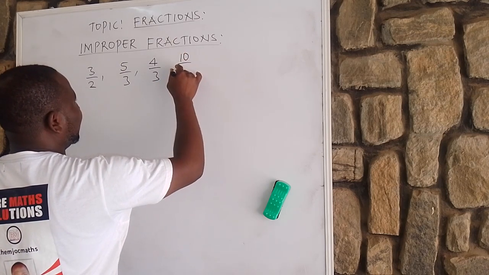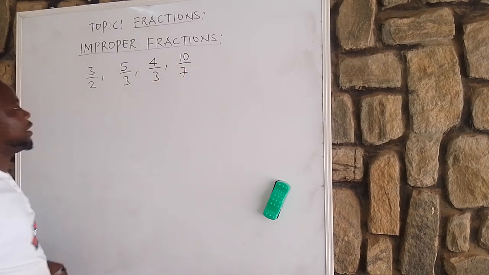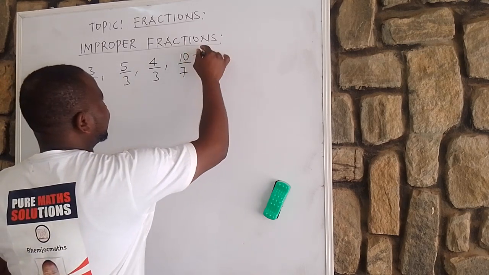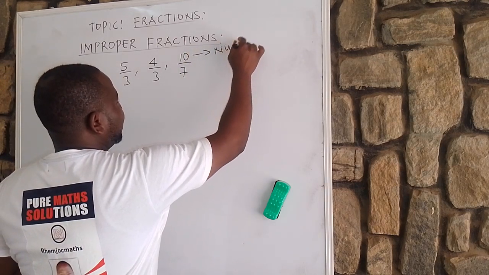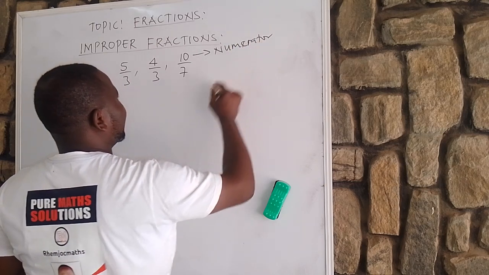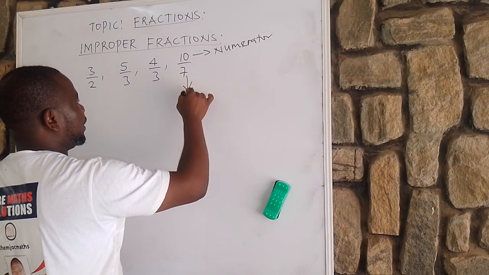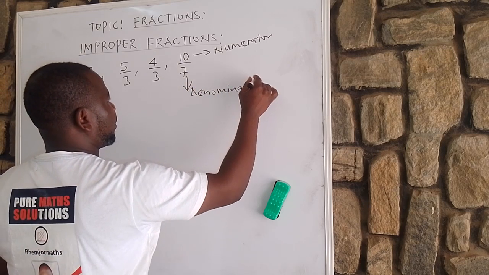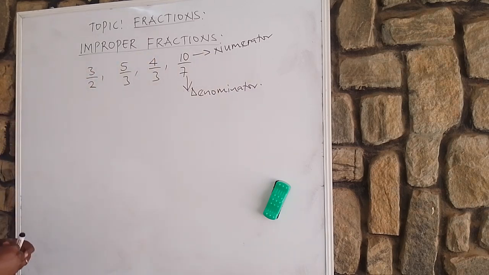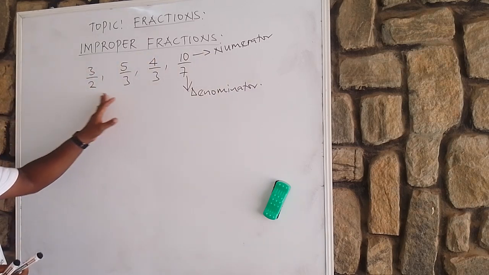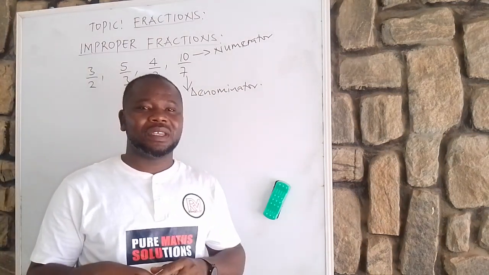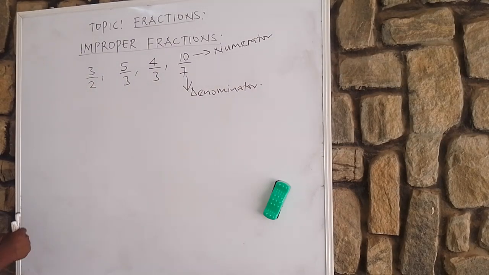10 all over 7 is an example of what? Improper fraction. Why? Because the numerator is always greater than the denominator. So this is called an improper fraction. Okay, so let's look at one example.